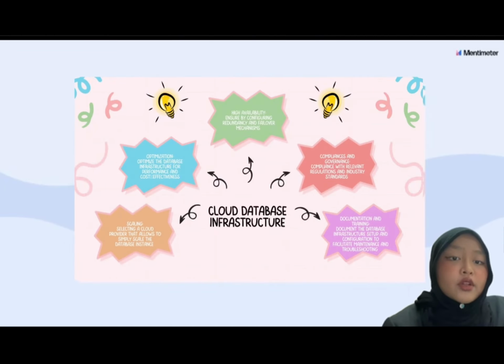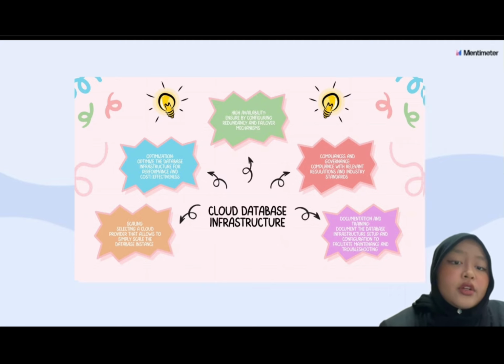Next, moving on to cloud database infrastructure. Number 1 is to choose a cloud provider that provides MySQL compatible database services. The most common choices are Amazon Web Services with Amazon RDS, Google Cloud Platform with Cloud SQL, and Microsoft Azure with Azure Database for MySQL. Number 2 is create a MySQL instance, which is to install a MySQL instance on your preferred cloud provider, and this usually entails defining features like instance size, storage type, and region.